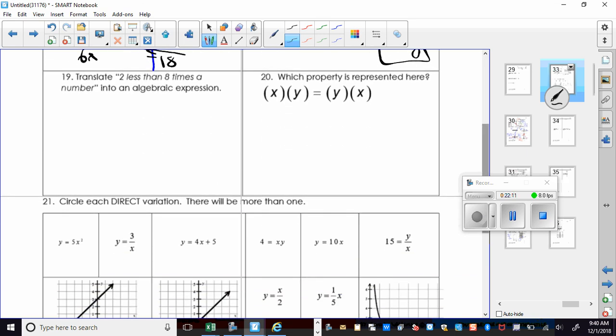Translate 2 less than 8 times a number. This is -2 plus 8 times x, so 8x minus 2, or -2 plus 8x. Either one works. Which property is represented here? This is commutative. You flip it over, it's commutative property of multiplication.